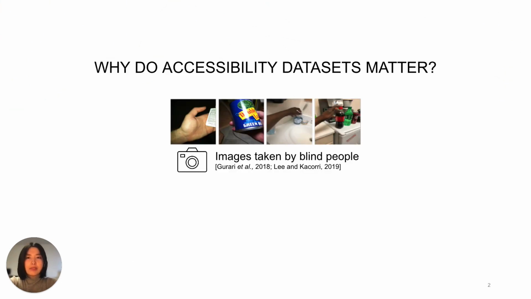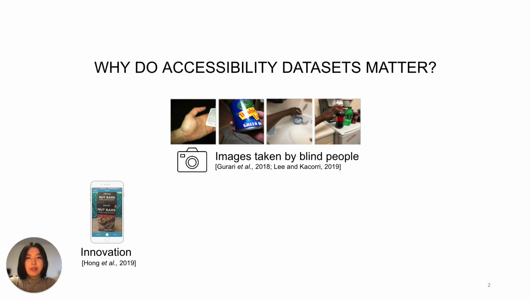I want to first define what we mean by accessibility datasets. They are datasets sourced from disabled people that have the potential for training and testing machine learning models. For example, in this work, we focus on images taken by blind people. So why do such datasets matter? Well, they're central to innovation.